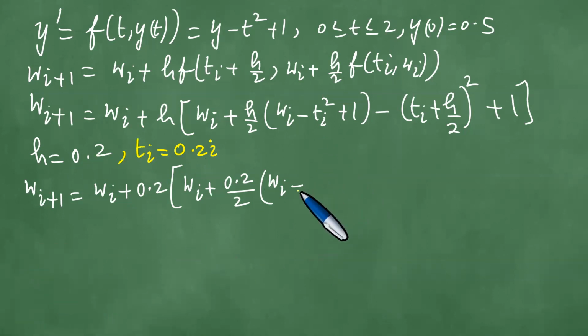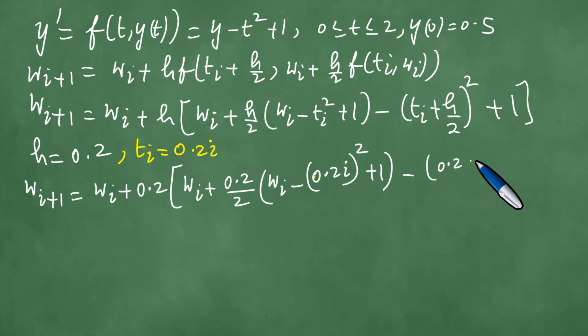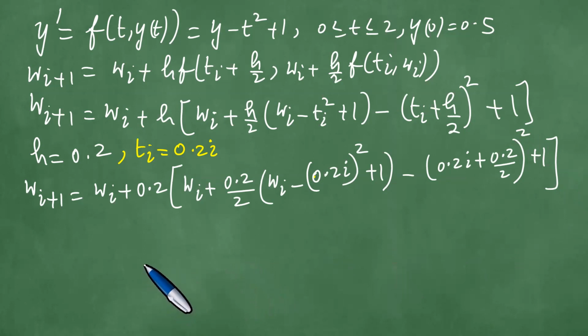It's popular to do things that way in the course, in the prescribed textbook, so to maintain uniformity, we have that. So what do we have? Here we're going to have 0.2i squared plus 1, minus 0.2i plus the h, which is 0.2 over 2. You square these plus 1, like so, and then you close. So we just replaced h by 0.2 and ti by 0.2i to get the difference equation.